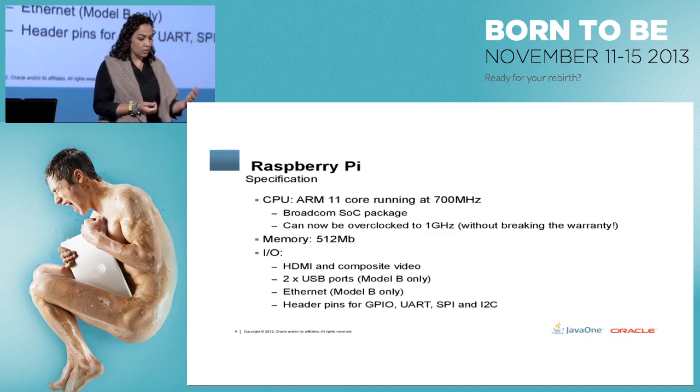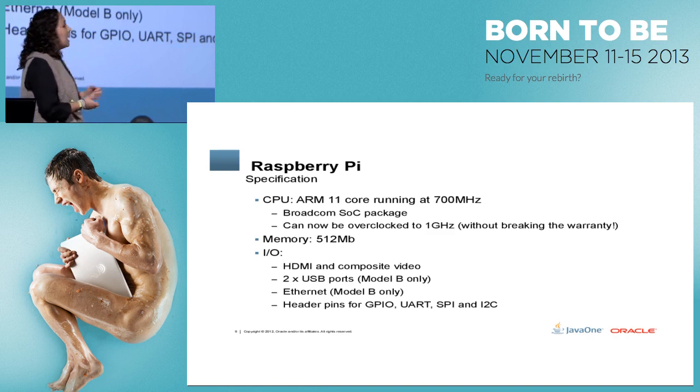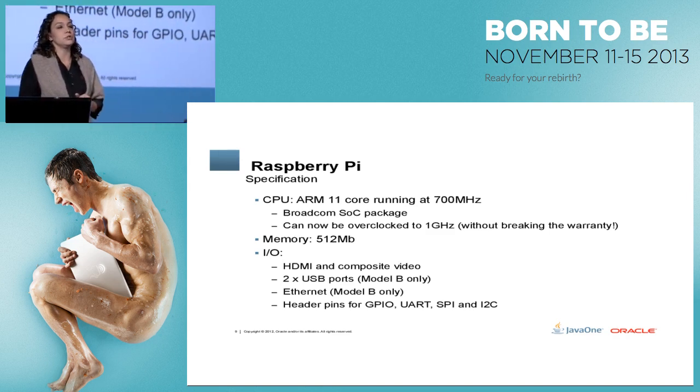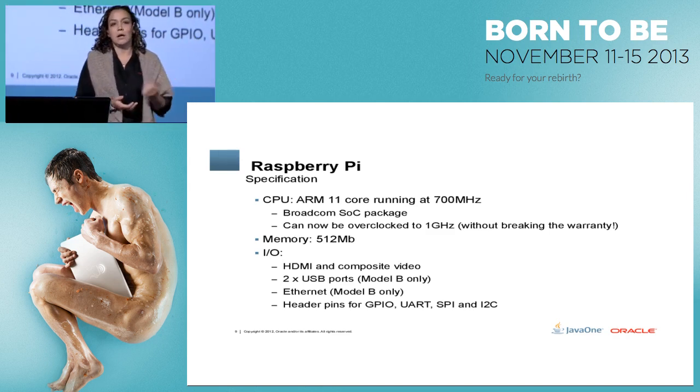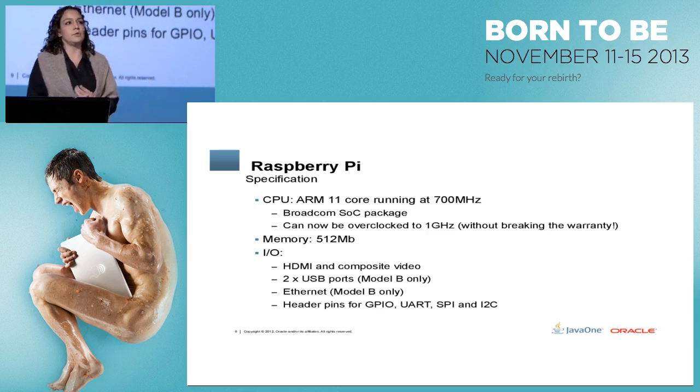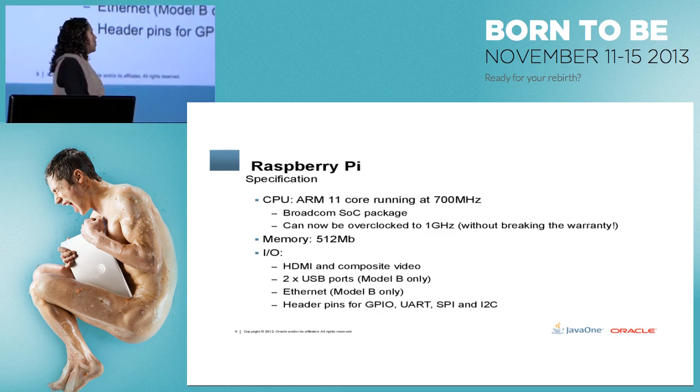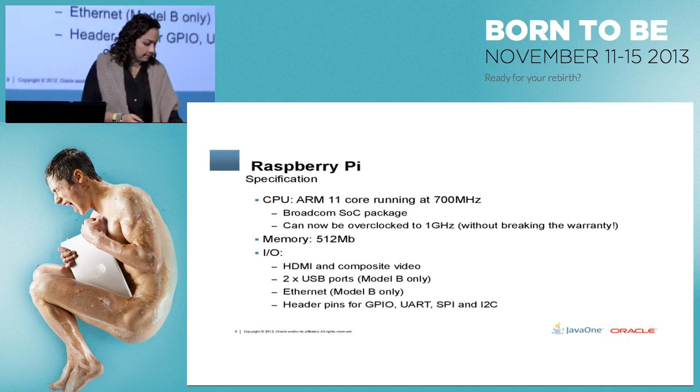What is really important for this particular presentation is the I/O. So you have a lot of features there. You have HDMI and composite video. You have 2 USB ports. That's for the latest Model B. And then you have Ethernet. And then you have the header pins, which is actually where you can hook up all the cool stuff. Things like GPIO, UART, SPI, and I2C will be right there.